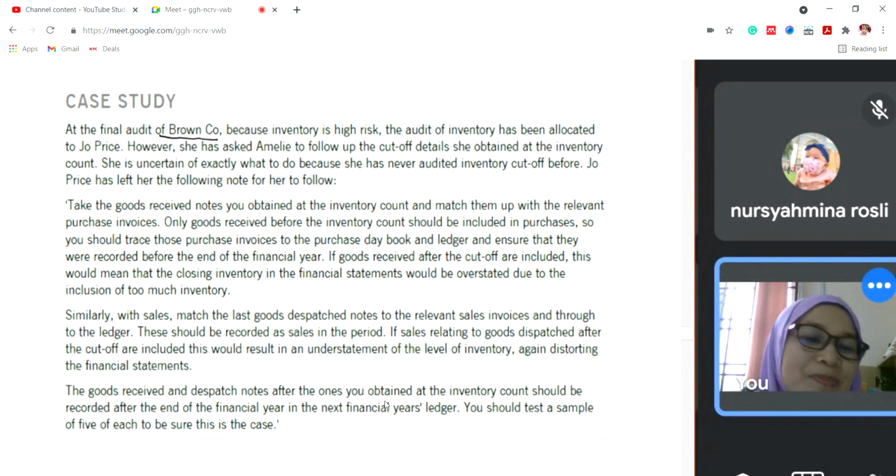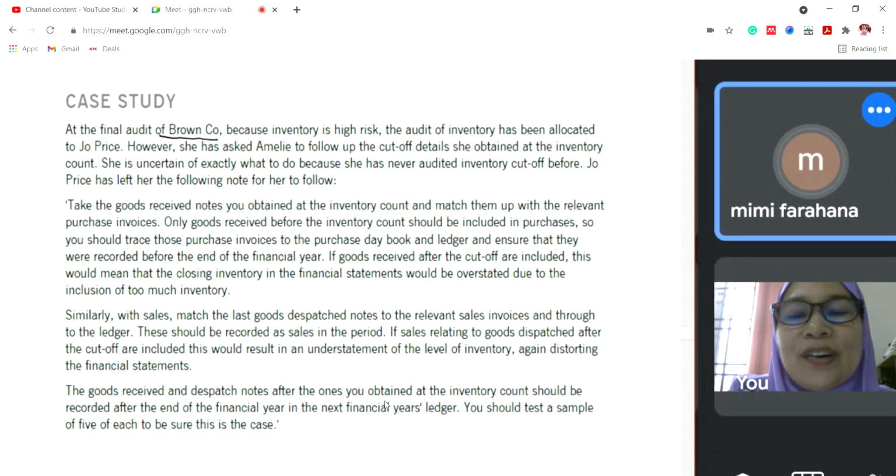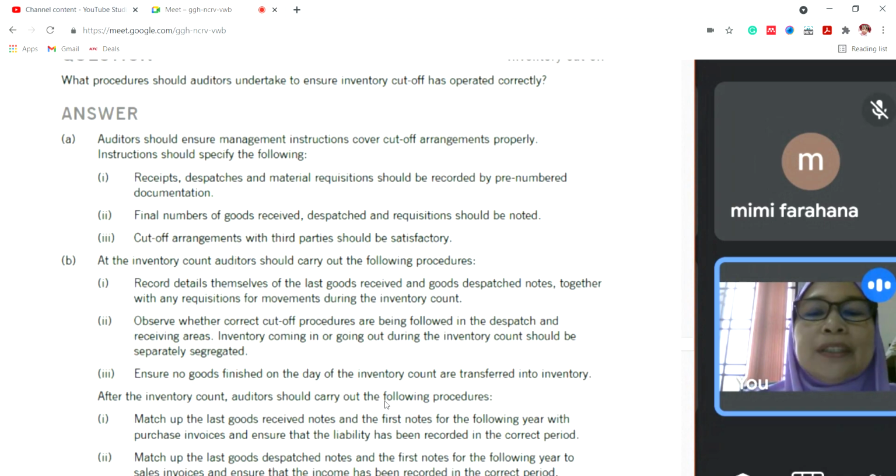Okay, done, class? Done reading the case? Done. So sama kan as what we discussed just now. So see the clear picture of how the final audit, and so ini berlaku on the final audit. Okay. So this is the question that you have in the book. So just to quickly look at how to answer.